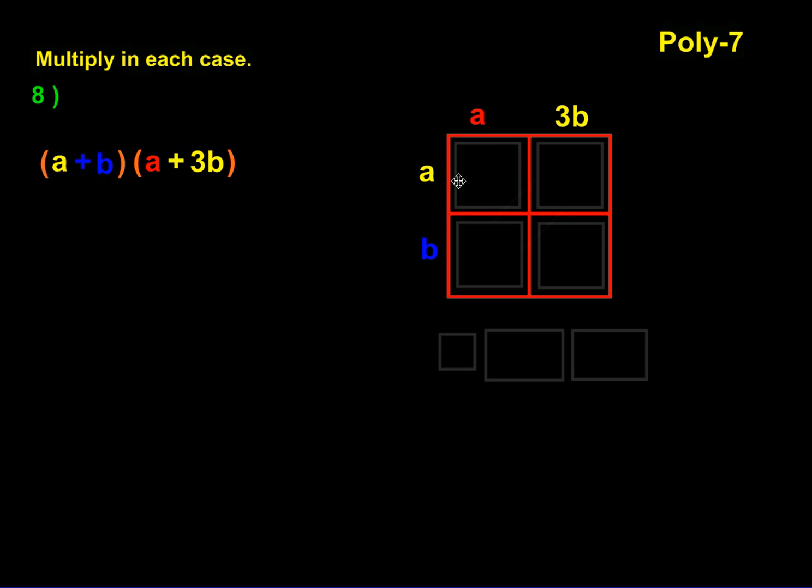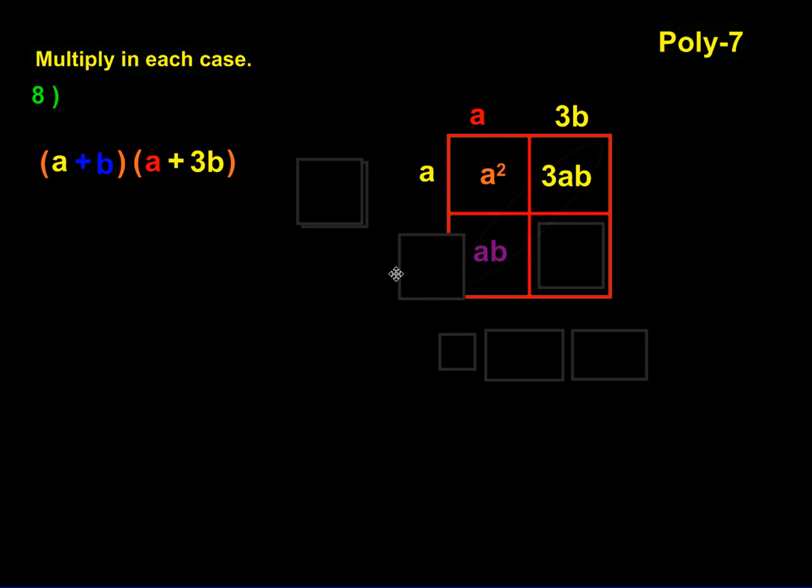A times a gets me a squared. A times 3b gives me 3ab. Coming down to the bottom, b times a gets me ab. And b times 3b gives me 3b squared.